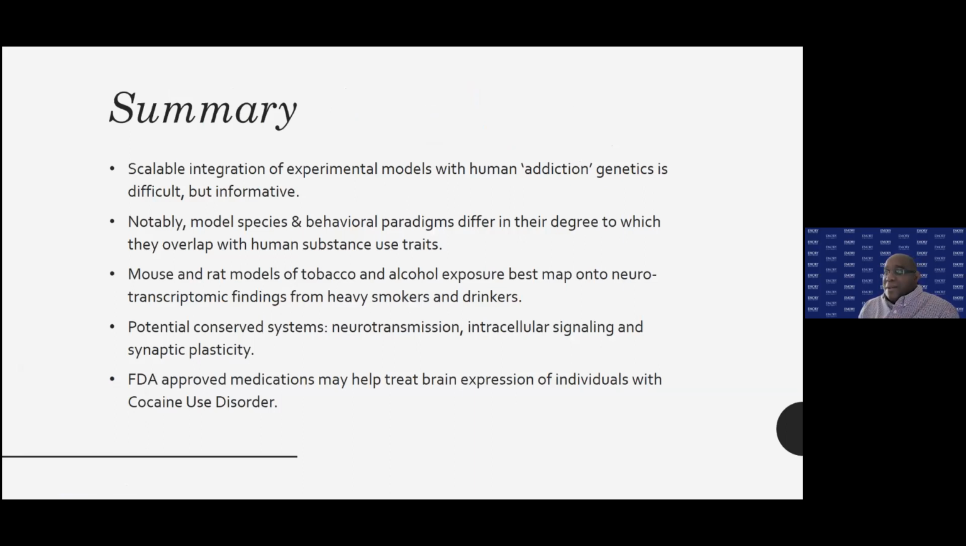So just to sum things up, I know I'm kind of over time. I think we've seen that scalable integration of experimental models with human addiction genetics can be somewhat challenging because of all the assumptions that we need to make, but I think it's quite informative. And piggybacking on what Marissa mentioned earlier, and Alyssa reinforced, we need more data, and as we get more data, we can begin to ask these questions about consilience and translate it in a meta-analytic fashion that is conservative, but also helps us to move further along.